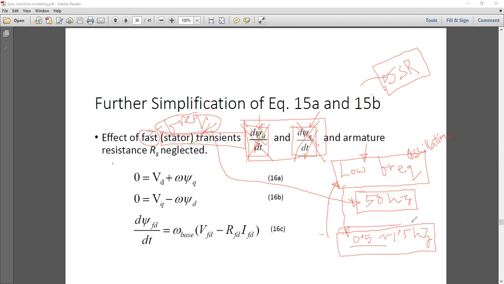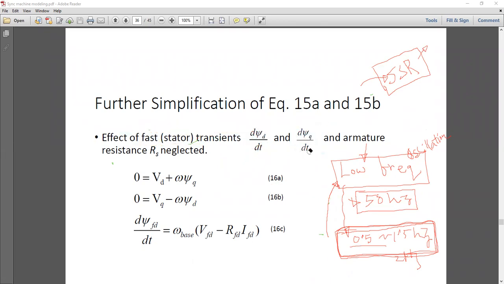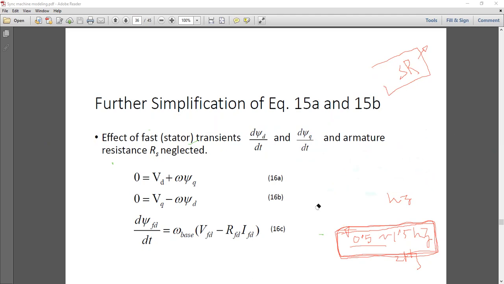Rather, we will be interested in the range of 0.5 Hertz to 1.5 Hertz, or maybe 2 Hertz, in this small frequency zone. That's why we are going to neglect these two terms altogether. However, for studying high frequency phenomena, we cannot ignore these two. One example of a high frequency phenomenon, as I mentioned, is SSR or subsynchronous resonance.